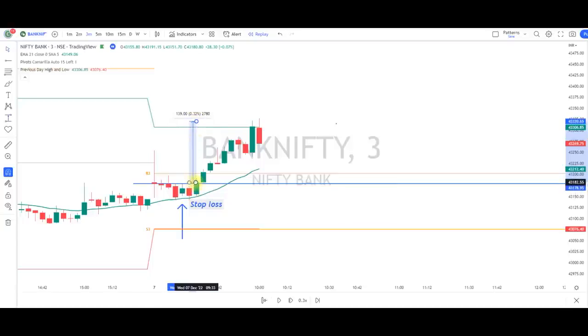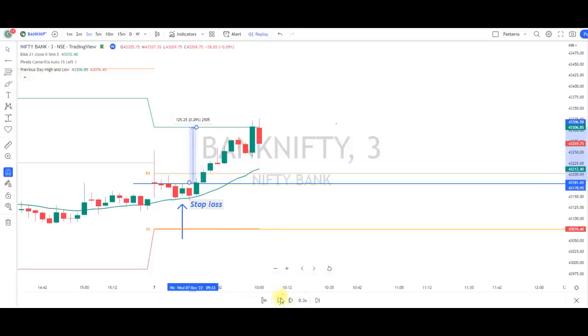So we got 125 points in Bank Nifty. So in options we'll get more than like 30 to 40 points. We can book our profits. So we don't want to keep our profits for a long time as we are doing scalping here.